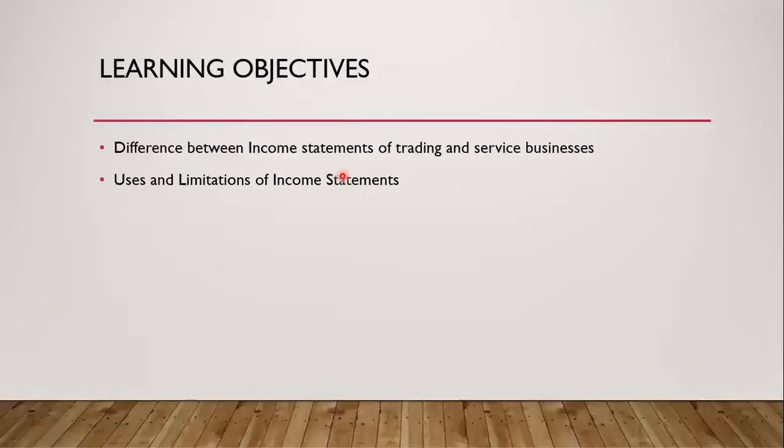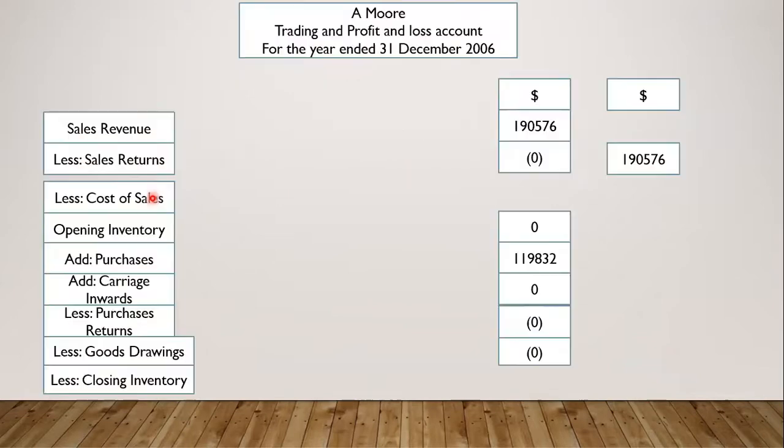And secondly, we will learn about the positive and the negative side, which means the uses and the limitations of income statements. So this business, clearly its name is Amore. That's a trading business, and we call it this till this amount, till gross profit. We call it the trading account.